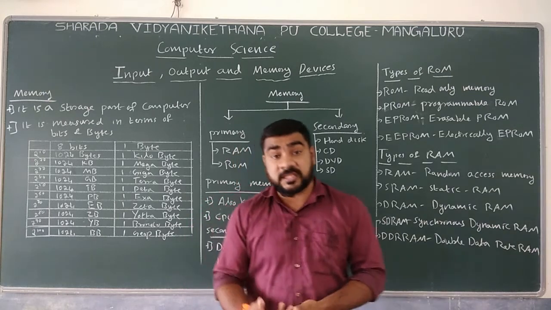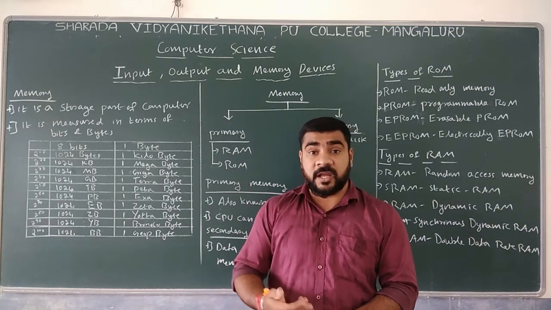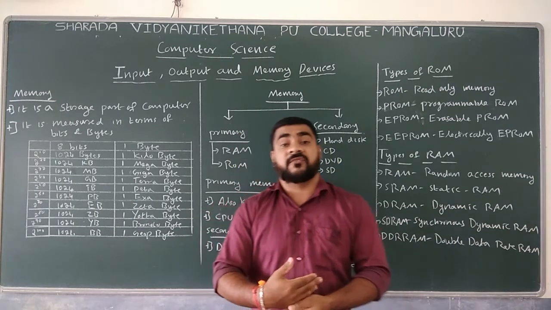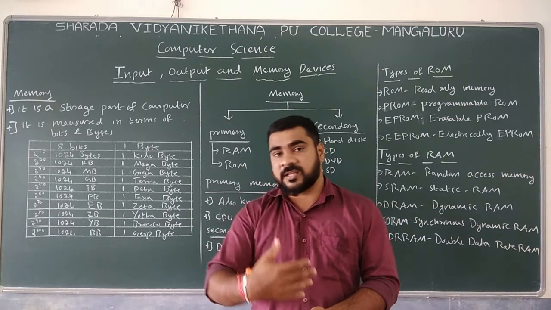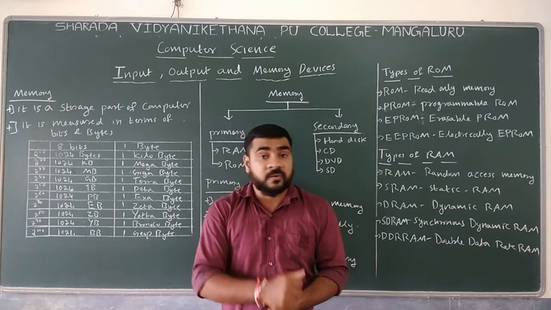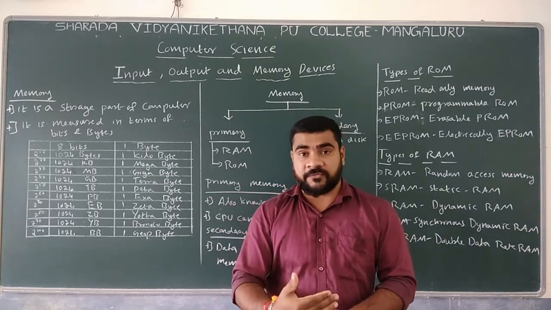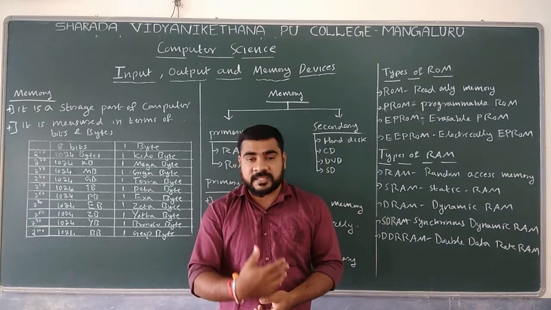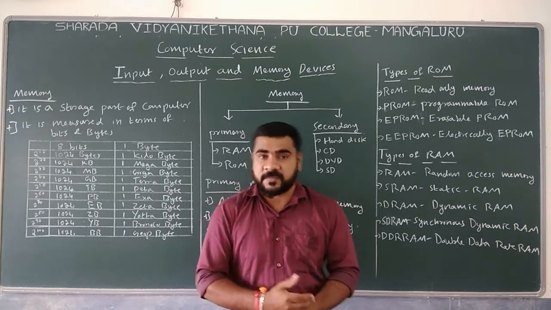Today we are moving to the next session based on the chapter Input, Output and Memory Devices. In the last session we discussed many things, mainly the output devices. Output devices are of two types: one is a soft copy device and the other is a hard copy device. Last class we mainly discussed the hard copy device, printers.